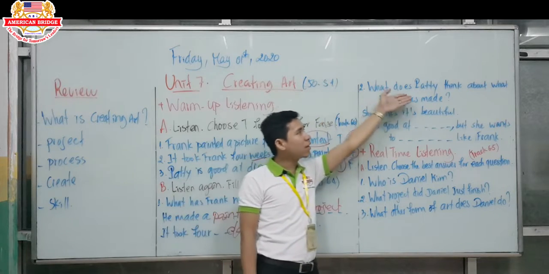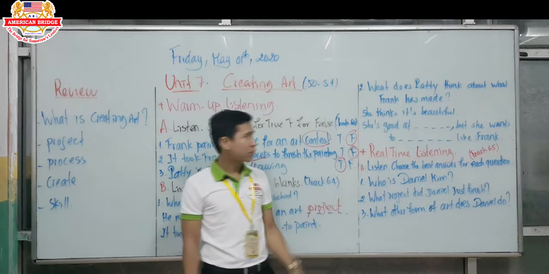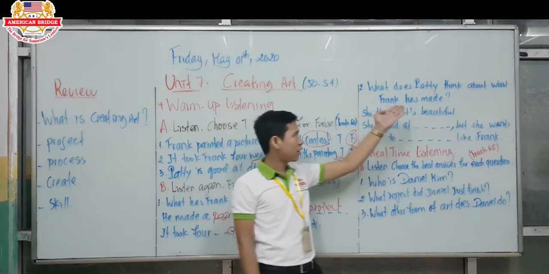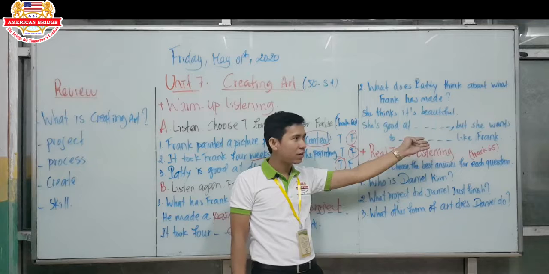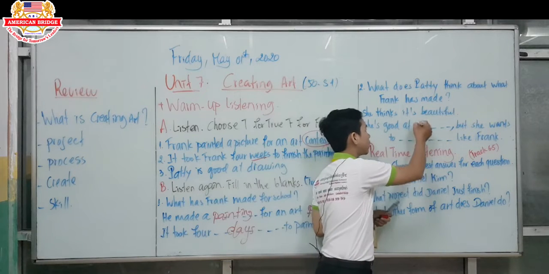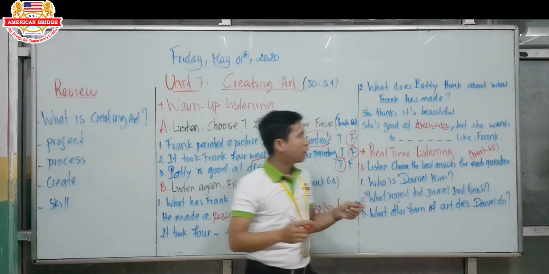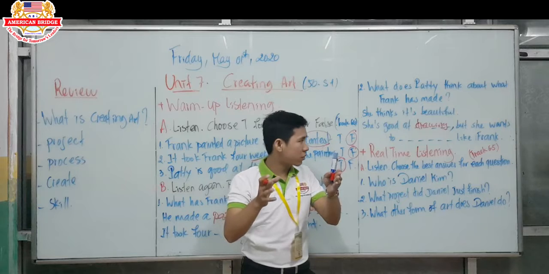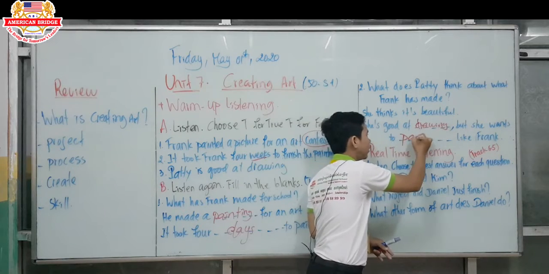What does Patty think about what Frank has made? She thinks it's beautiful. She is good at what? Right, she is good at drawing. But she wants to, she wants to paint.